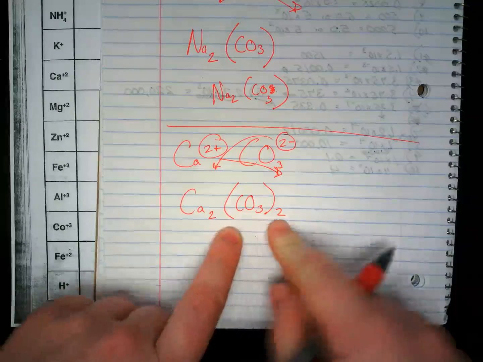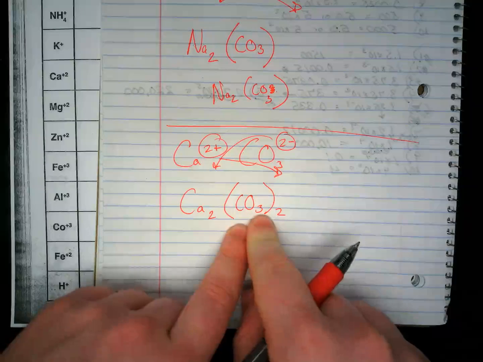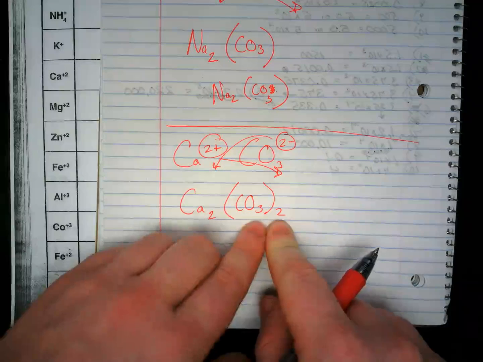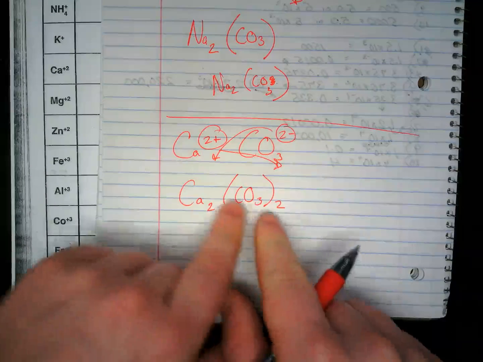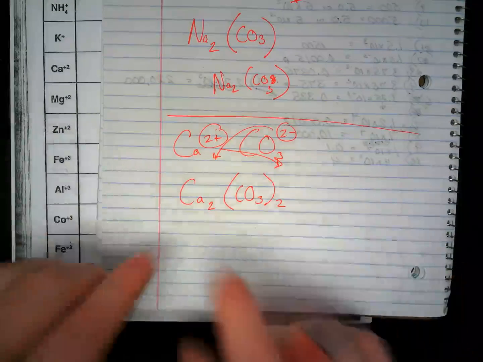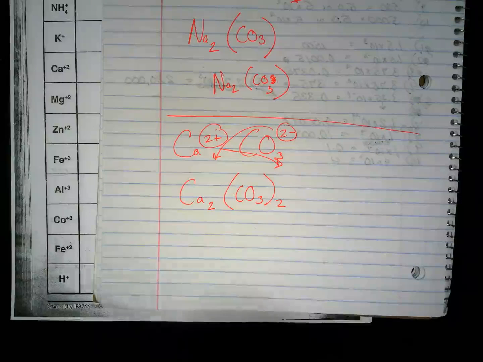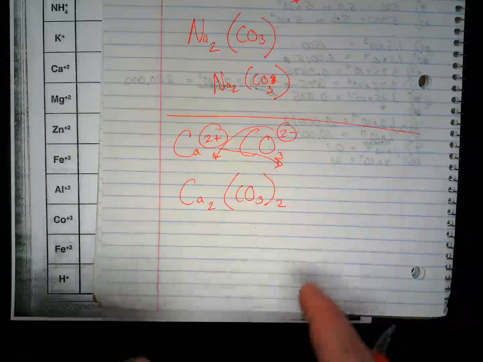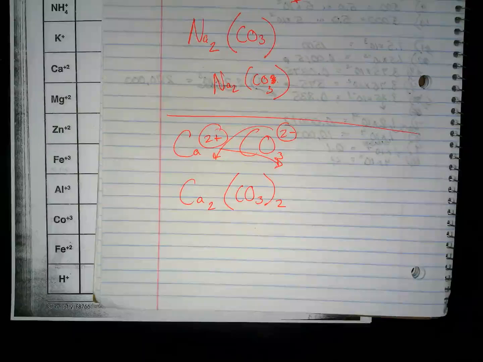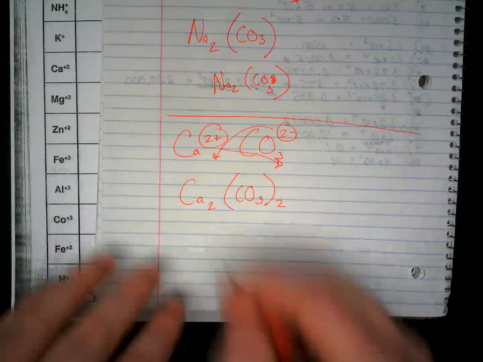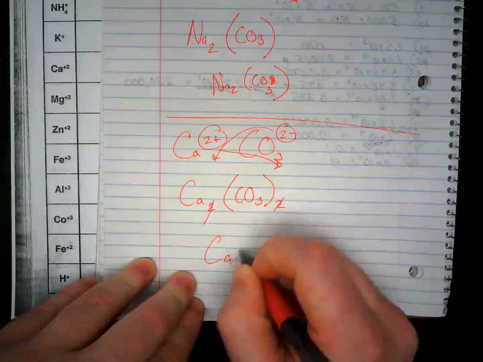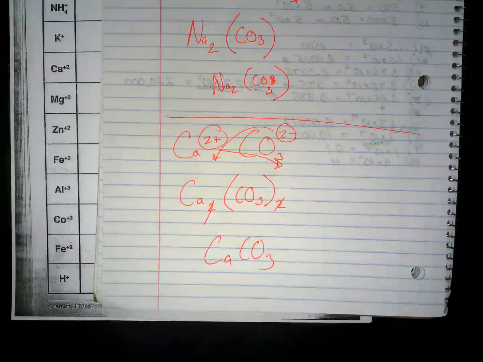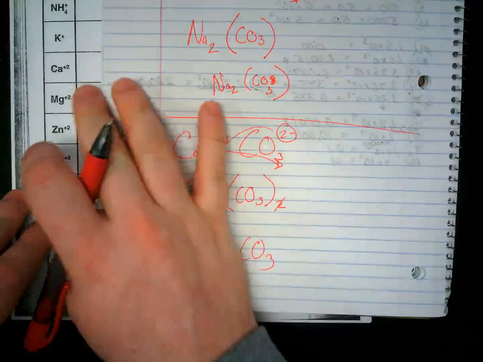But this is a good example to show you 2 things. One, this is how we represent keeping this as a single unit, with the subscript on the outside because it's making 2 whole things of this. Second, this is not a molecular formula, it's an empirical formula. This is all divisible by 2, so it would just become CaCO3.